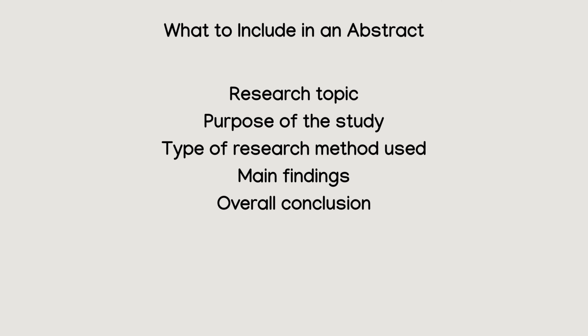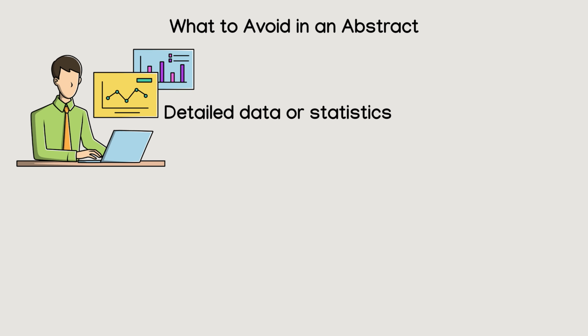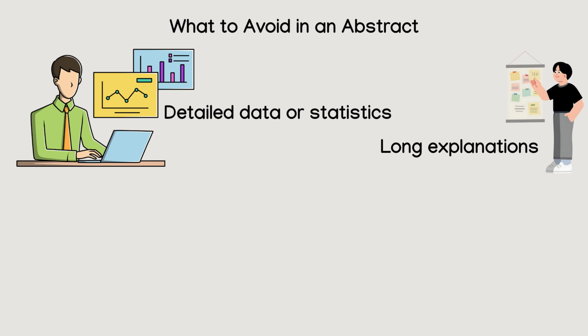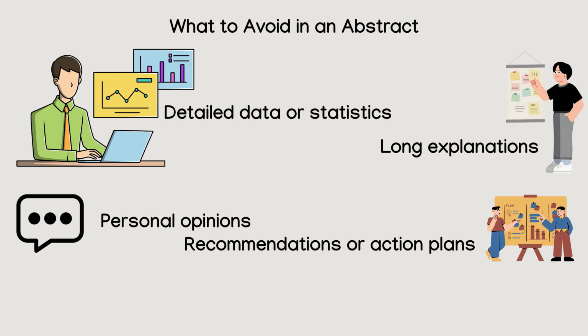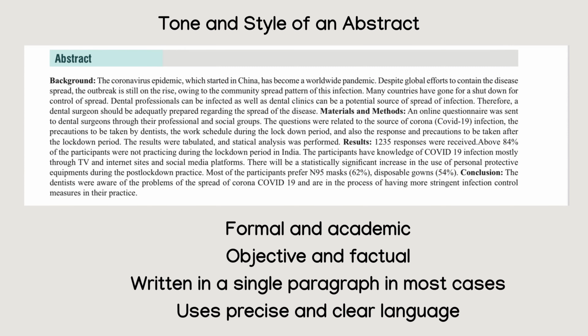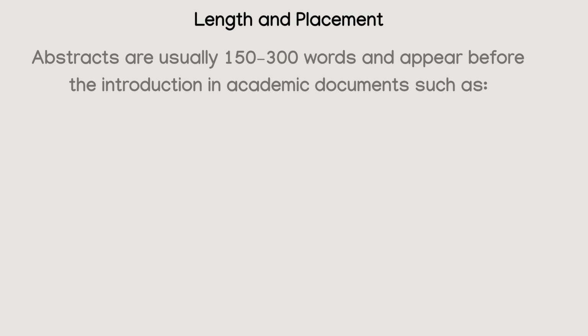What to include in an abstract: research topic, purpose of the study, type of research method used, main findings, overall conclusion. What to avoid in an abstract: detailed data or statistics, long explanations, personal opinions, recommendations or action plans, references and citations. Tone and style of an abstract: formal and academic, objective and factual, written in a single paragraph in most cases, uses precise and clear language.